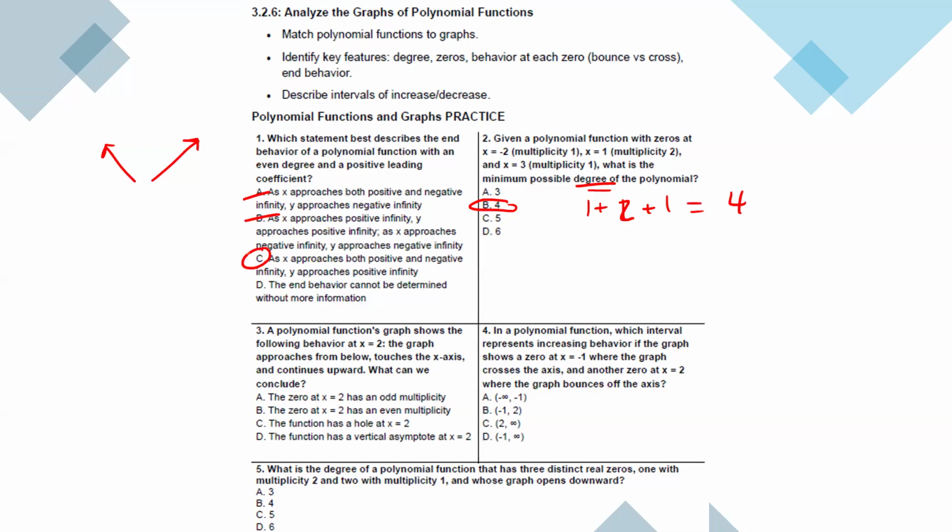Okay. Next, we have a polynomial function graph that shows the following behavior. At x equals 2, the graph approaches from below, touches the x-axis, and continues upward. What can we conclude?